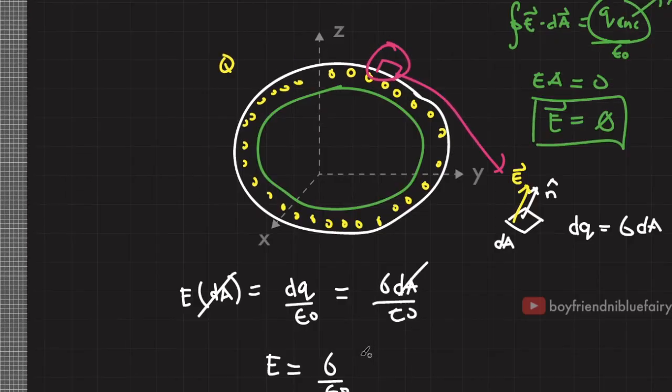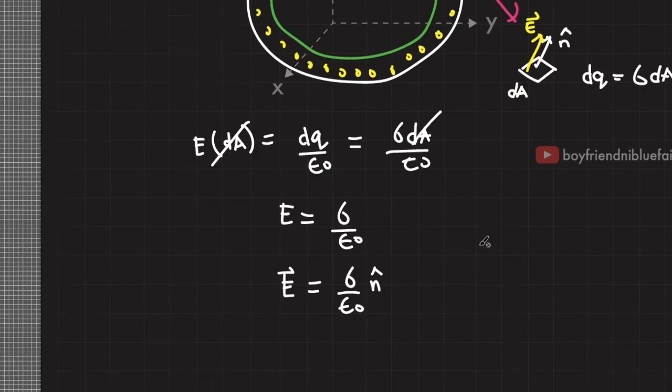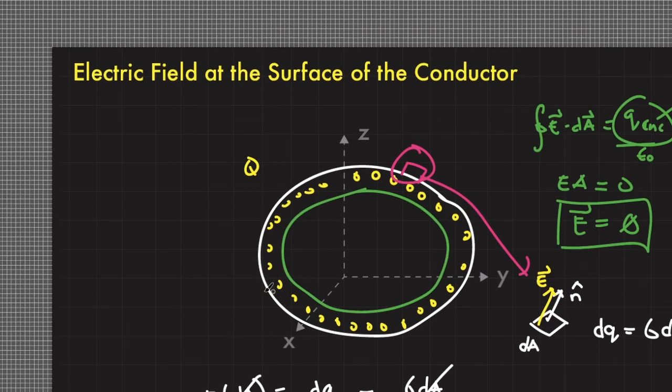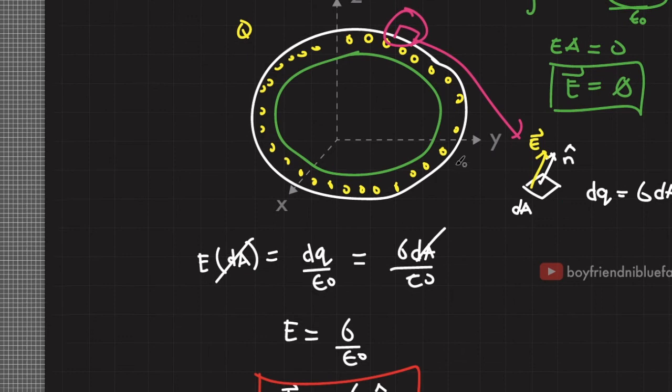It is perpendicular to the surface, because if it's not perpendicular, for example, if it has a component that is also parallel to the surface, then obviously the charges will move along the surface. And in electrostatic equilibrium, we assume that the charges are not moving. So basically, this electric field must not have a component that is parallel to the surface when we assume electrostatic equilibrium. So this is the electric field on the surface of a conductor.